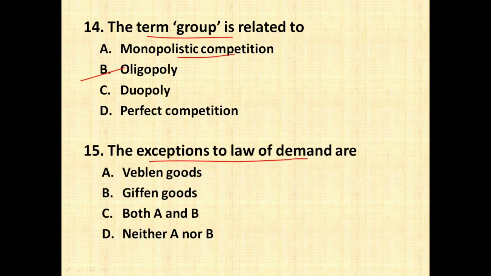The exceptions of law of demand are Veblen goods, Giffen goods, both A and B, neither A and B. So right option is going to be option number C, that is both Veblen goods and Giffen goods are the exception of law of demand.